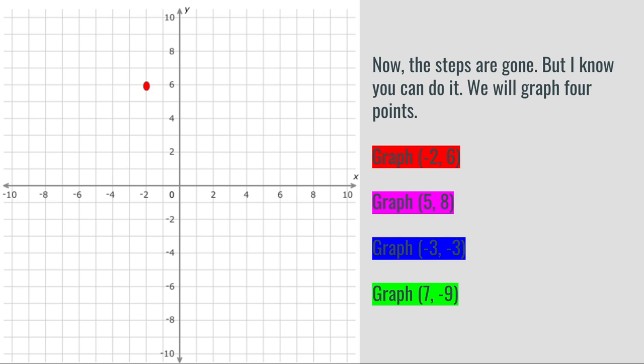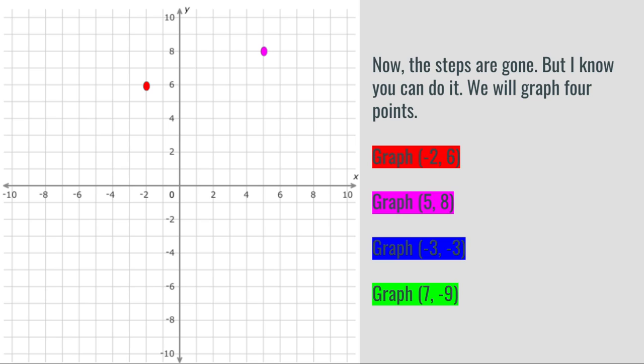Now spend some time graphing (5, 8). What quadrant is it in? How many do you move left or right or up or down? Awesome. You are in the first quadrant. You move 5 to the right because it is positive and 8 up because it is positive. So there's our magenta dot.